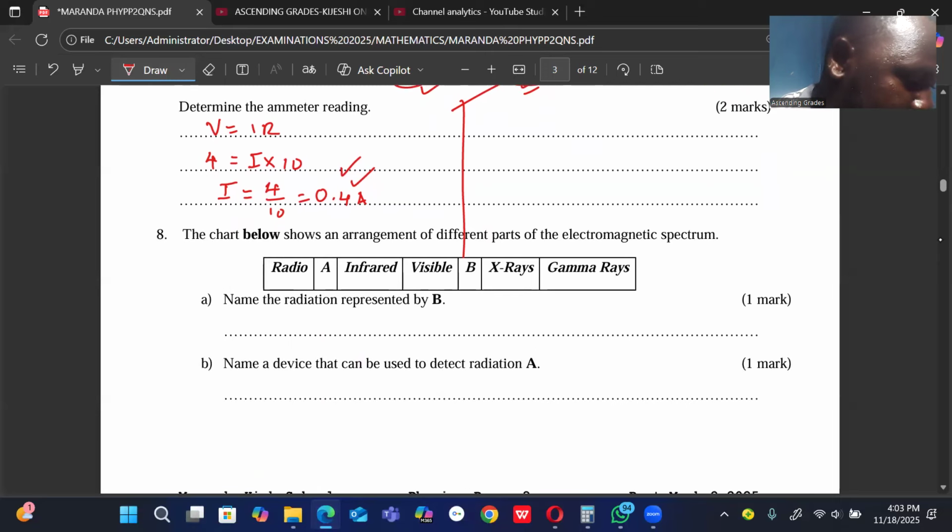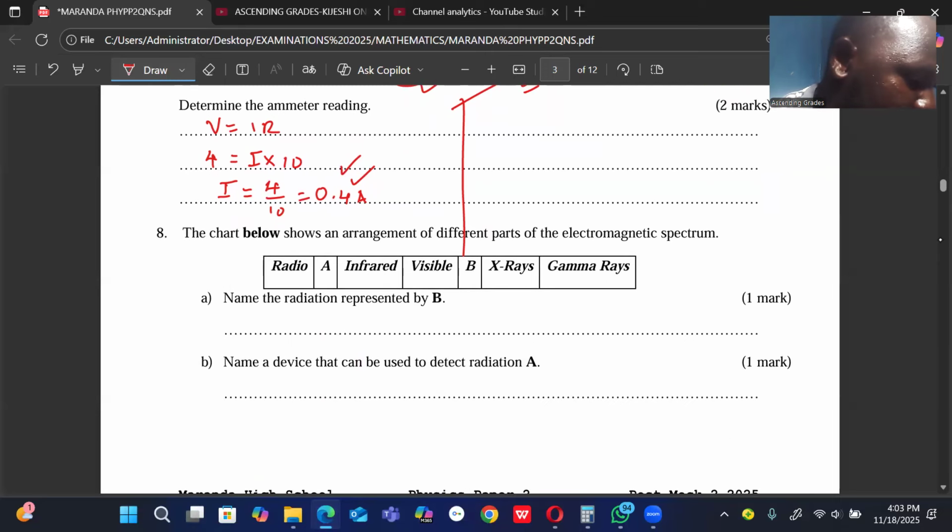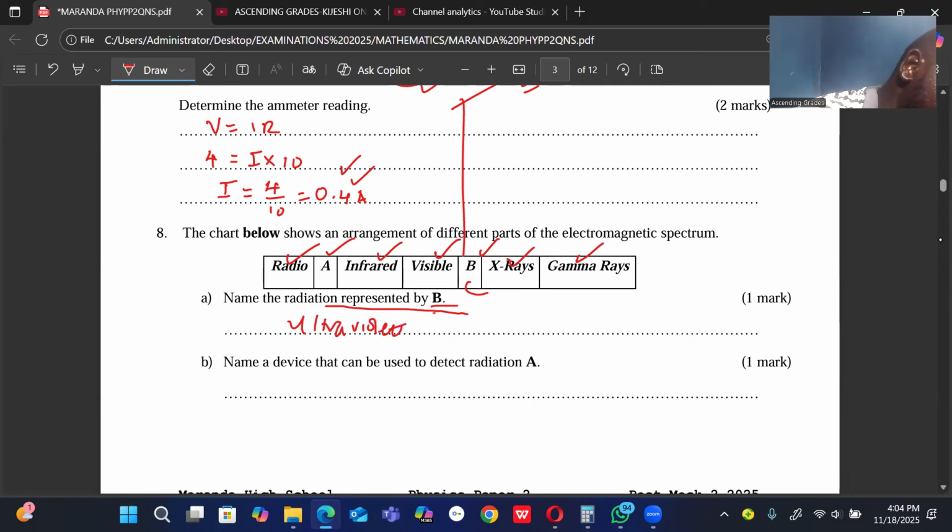Question 8. We are told that we are having a chart showing the arrangement of different parts of the electromagnetic spectrum. Then we have radio waves, A, infrared, visible, B, X-rays, gamma rays. Then you are told to name the radiation represented by B. This one is the ultraviolet, which you call UV radiation. And A will be microwave.